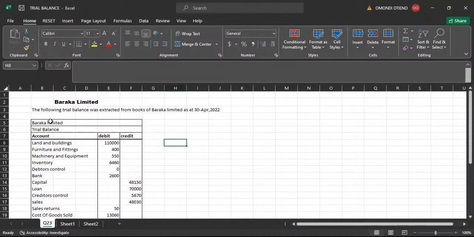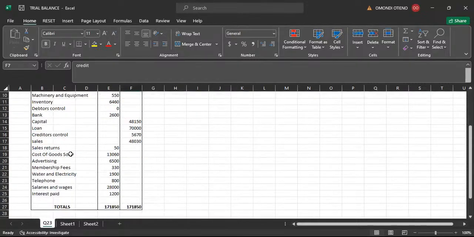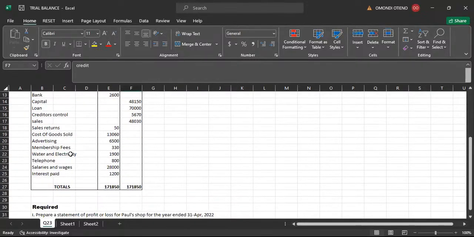So we have Baraka Limited. The following trial balance was extracted from the books of Baraka Limited as at 30th April 2022. So this is the trial balance of Baraka Limited, account, debit, credit. That's what they have mentioned there. So it is upon you to know whether whatever has been given to me is an asset. Is it a liability? Is it an expense? Is it a capital? Or is it a revenue? Is it a revenue or an income item?